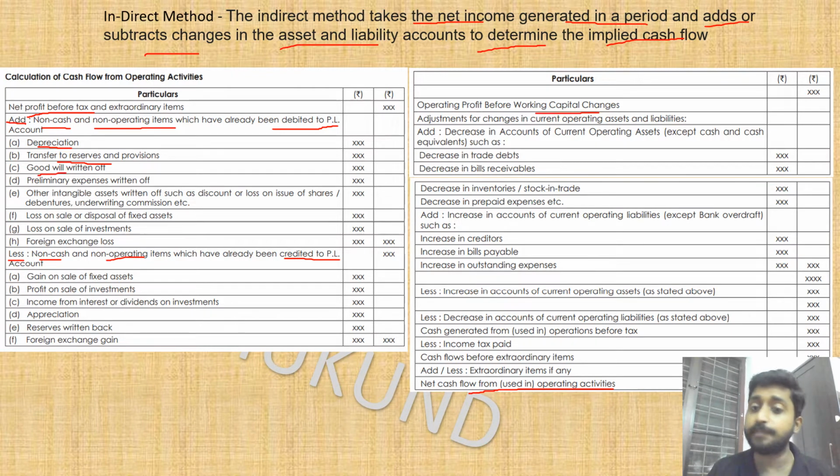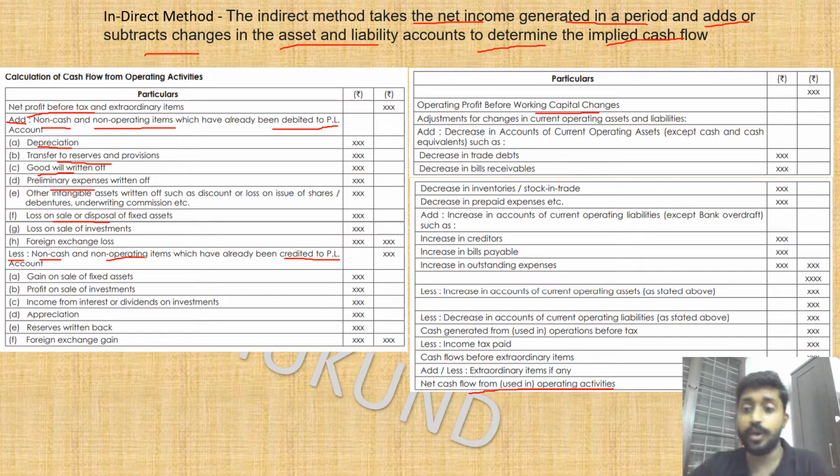Next, goodwill written off for that period will be debited to the P&L, so we have to take that out. Preliminary expenses written off also have to be adjusted. Whatever you have written off has been given a debit to the P&L, so we are adding it back to the net income. These are all actually not a cash flow from operations. So we are just adding these to the net income, so that we can find the real cash flow from operations.